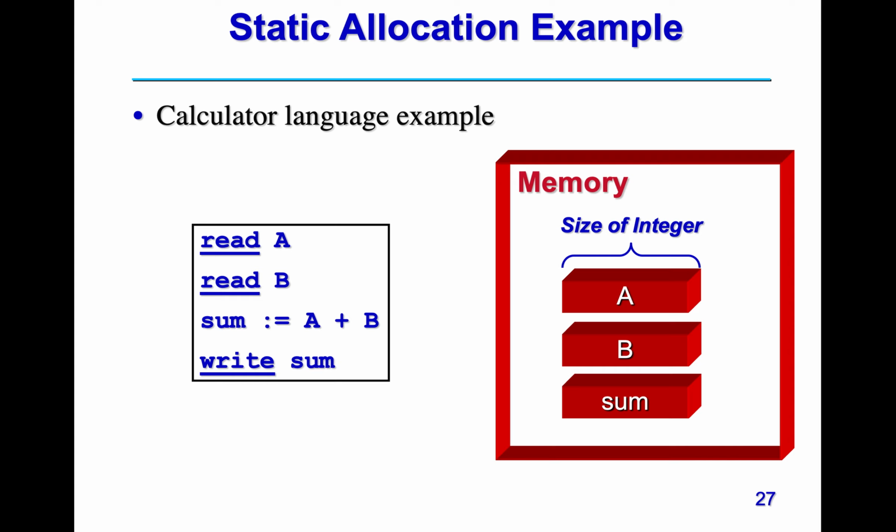So this is just an example of a stack entry where we've got to read A, read B, sum it together, then write it out. And so we have memory that's holding in the A, B, and the sum.